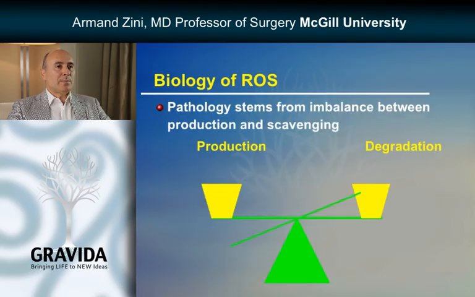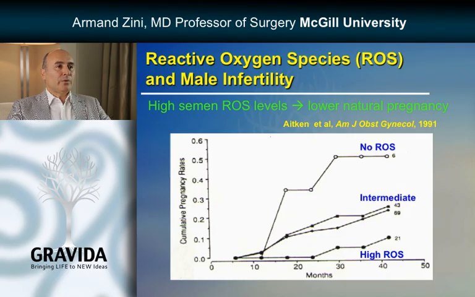Now, pathology stems from an imbalance between production and scavenging or degradation. So if you have a high level of production with insufficient degradation or scavenging, pathology results. We've known for about 20 or more years that high levels of semen ROS will impact on fertility. And then in this study by Aiken, reported over 20 years ago, they have shown that in couples where the man has high levels of semen ROS, we see lower natural pregnancy rates than in couples where the man does not have high levels of semen ROS.